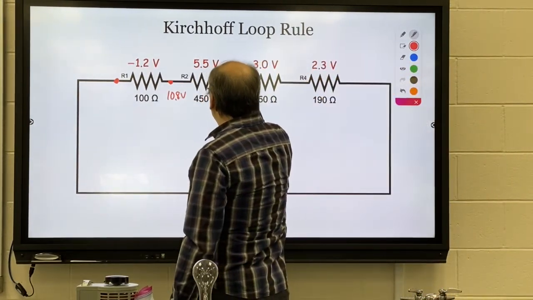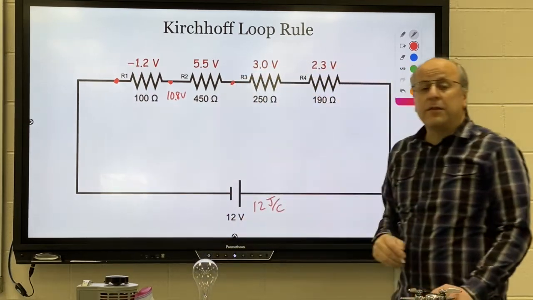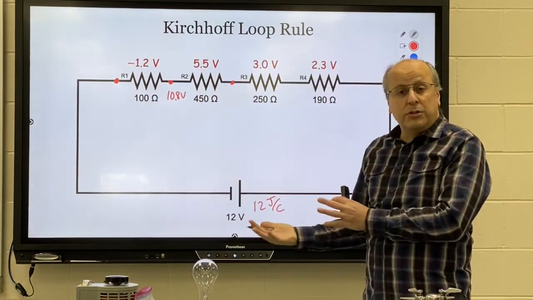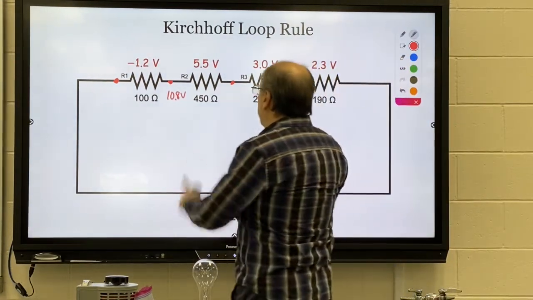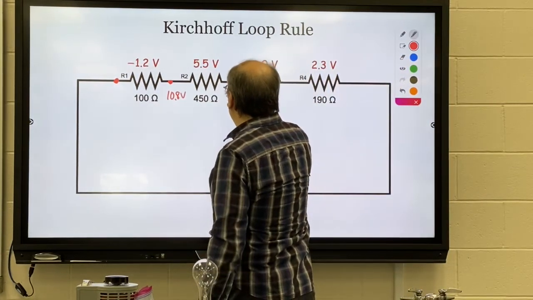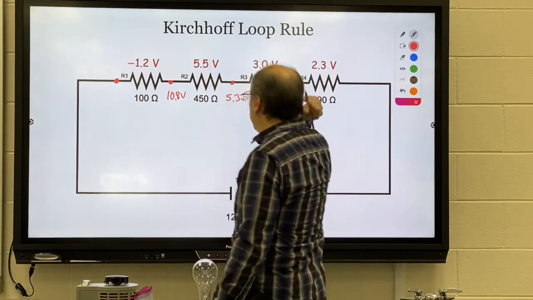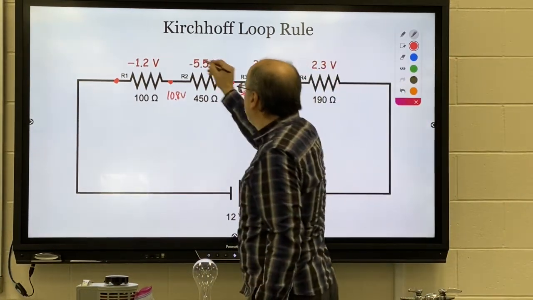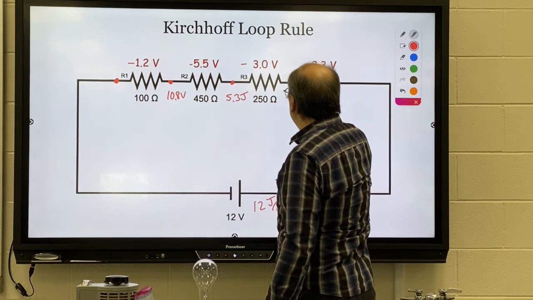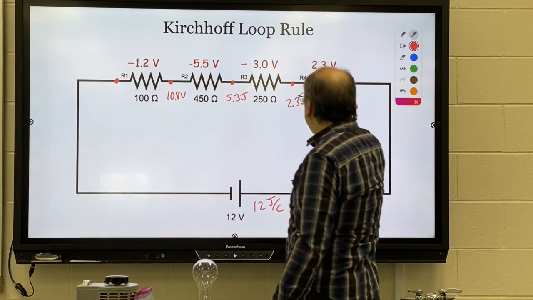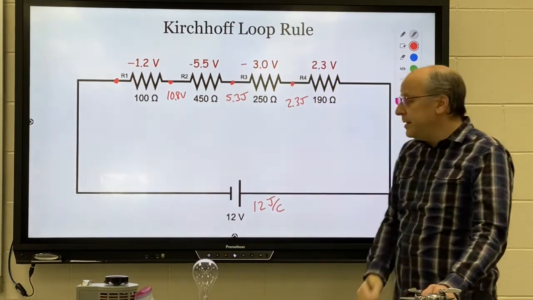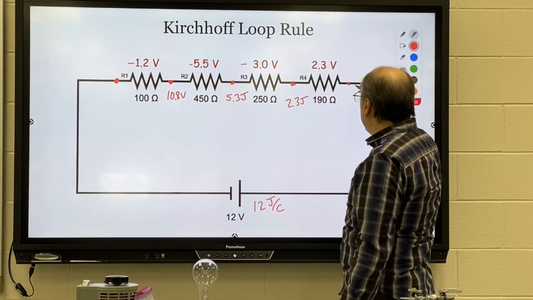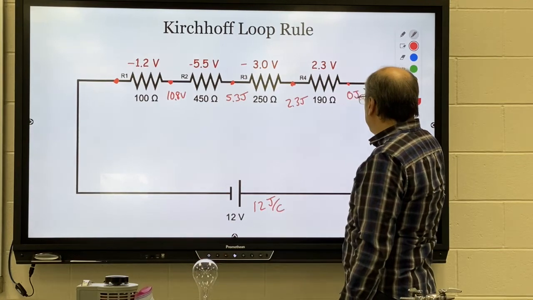Okay, when we pass through this one, we lose another 5.5. You can call it volts or you can call it joules per coulomb. So we take another 5.5 away and we're now at 5.3 joules per coulomb. We go through this resistor, we lose another 3. We're down to 2.3 joules above where we started. And then finally, when we're here, we're down to 0 joules.